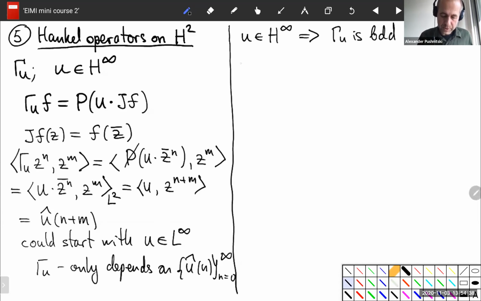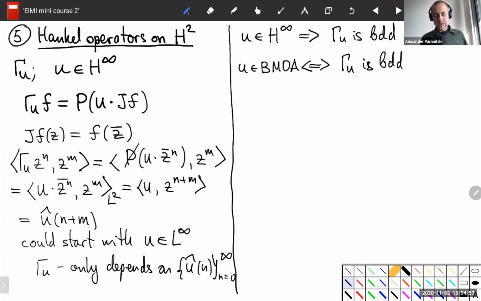So the correct correspondence is that u is in the so-called BMO analytic class if and only if gamma u is bounded. I will not even define this BMO-A class because it will play no role in what follows. This is just for completeness, for your information. Functions of the BMO-A class may have weak logarithmic singularities. In some sense, this class sits between L infinity and all L p. So it is smaller than all L p classes, but a bit larger than L infinity.